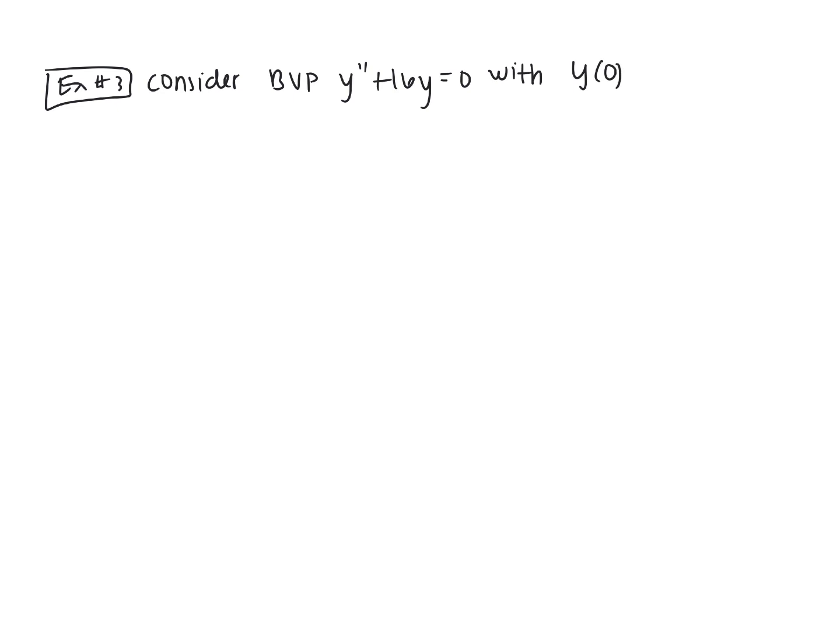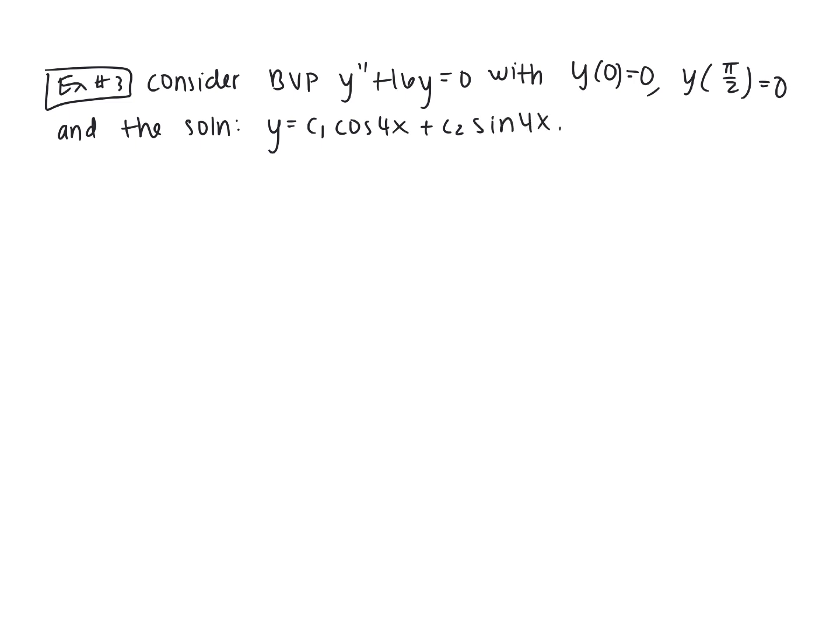Okay. Here's an example of a boundary value problem. Consider the boundary value problem y double prime add 16y is equal to 0 with conditions y of 0 is equal to 0 and y of pi over 2 is equal to 0. And I'm going to tell you that the solution is y equals c1 cosine of 4x plus c2 sine of 4x. We are going to find C1 and C2.